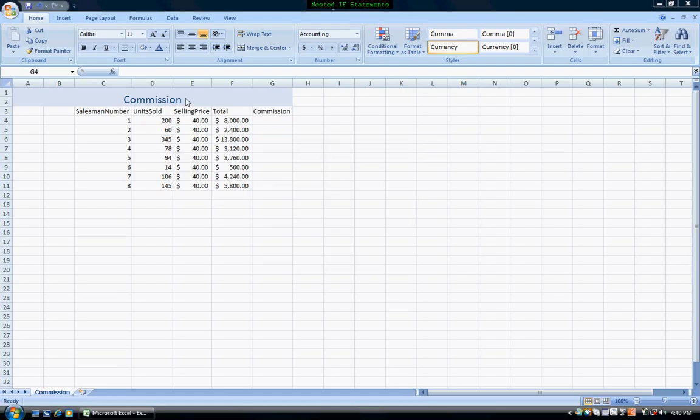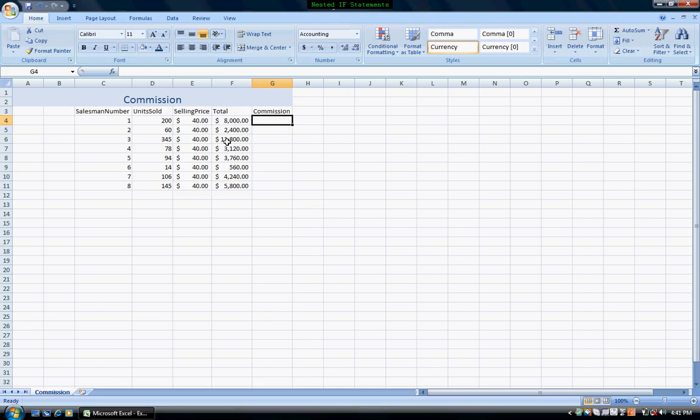We are going to discuss how to do a nested if statement in Excel. Here we have a spreadsheet with commissions for 8 different salesmen based on the number of units they sell, all based on a selling price of $40. And we calculate the total first by multiplying the units sold times the selling price. And then we calculate the commission with the nested if statement.